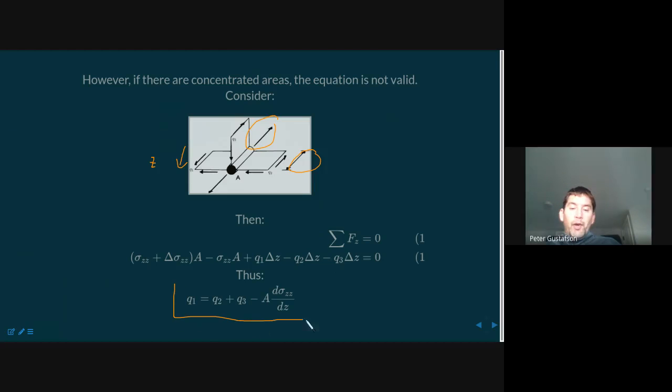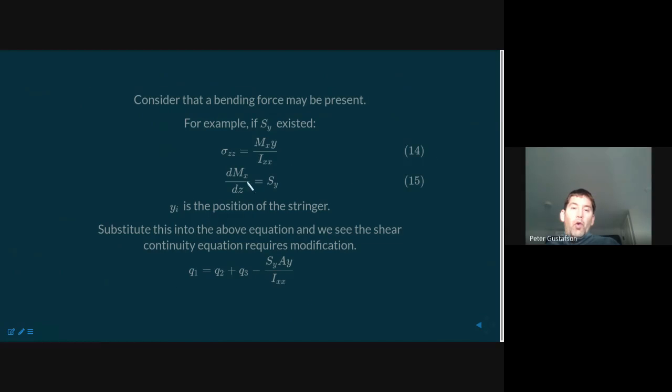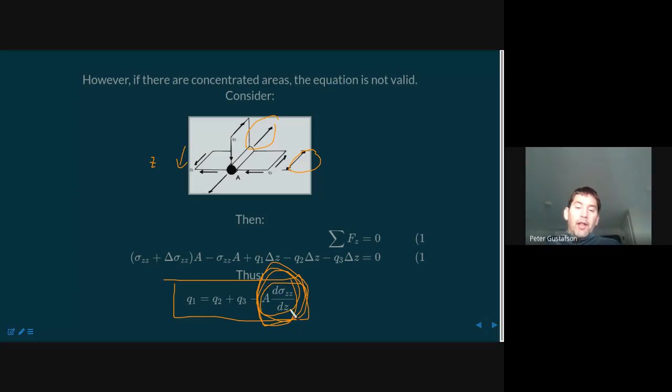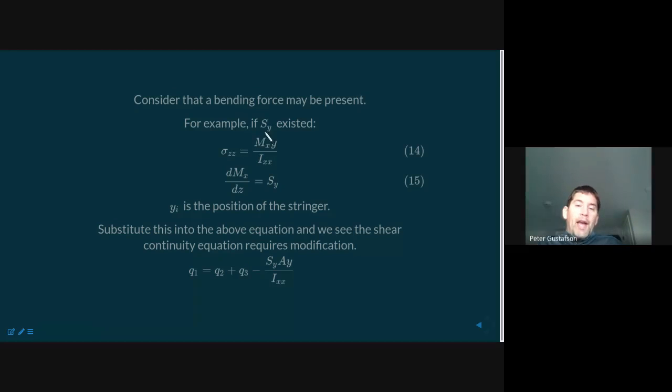Okay, so anyway, this is the equation we've derived. Of course, we still need to think about this critical part of the equation that wasn't there previously. That is the A times d sigma zz dz. And sigma zz itself comes from bending in the beam. So if we had an Sy and a corresponding Mx, the magnitude of stress was Mxy over I. And the derivative of that Mx with respect to z is equal to Sy. So these are beam bending equations derived earlier.